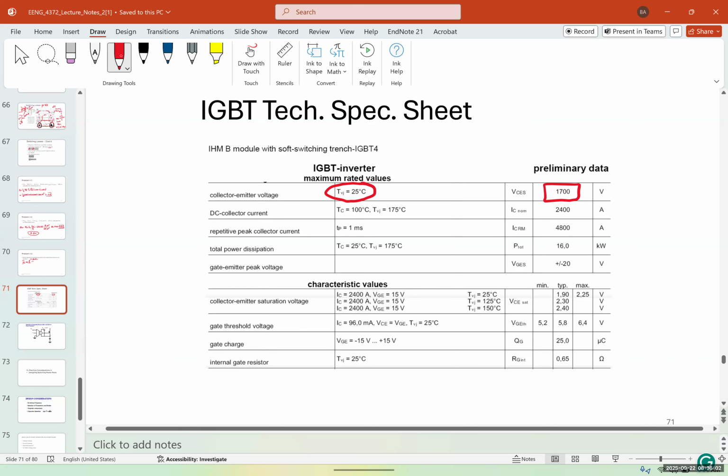And as you can see, by increasing the temperature going to 100, the DC collector goes to 2400. The repetitive peak collector current is 4.8 K or 4800 amps. The total power dissipation is 16 kilowatts, pretty high. The gate emitter peak voltage is plus or minus 20 volts.